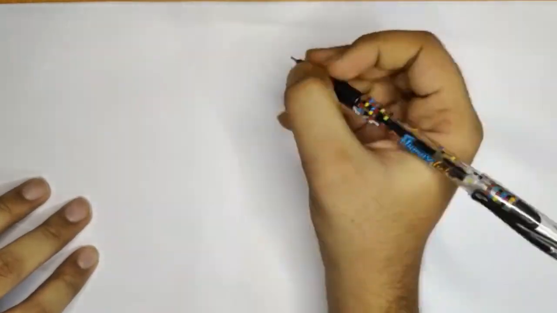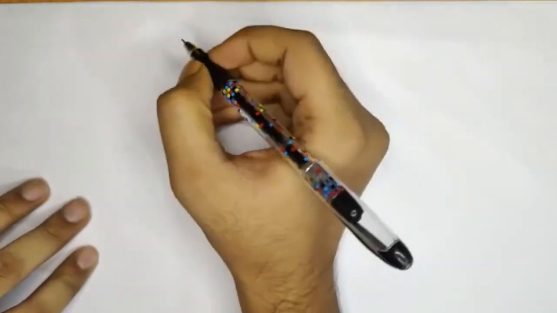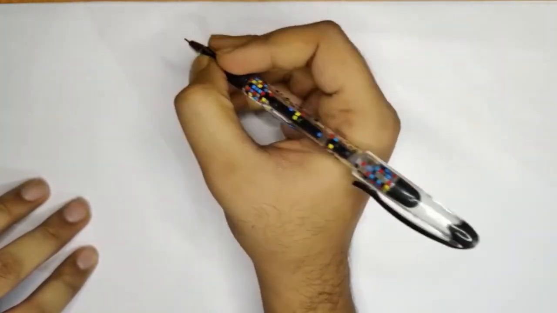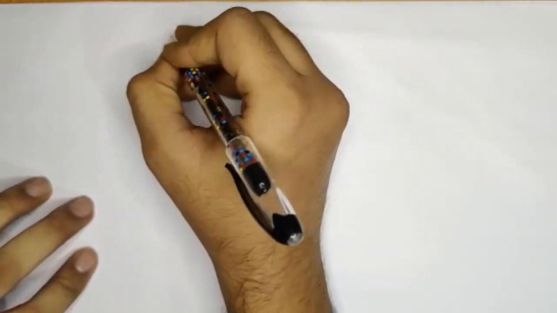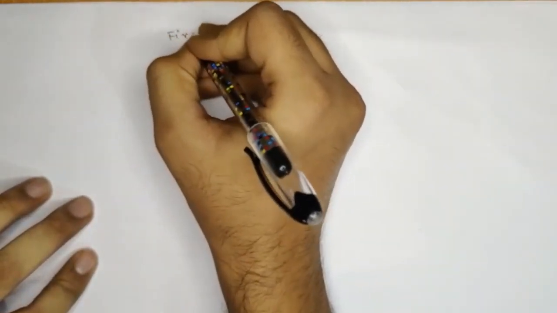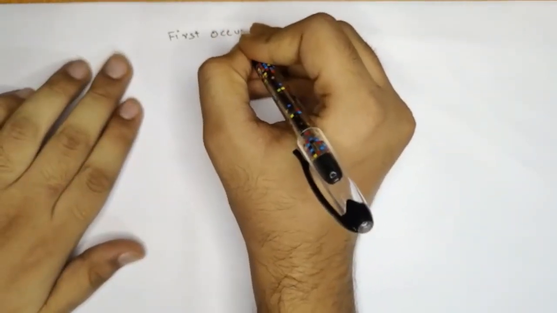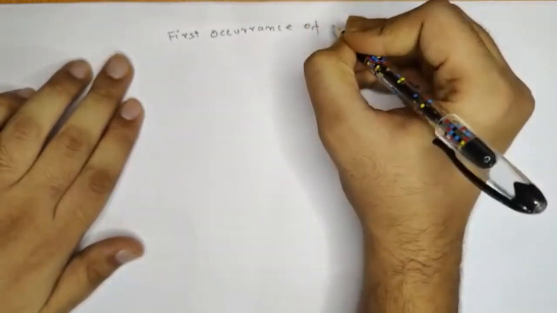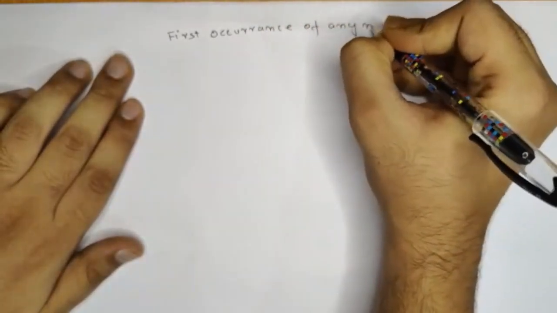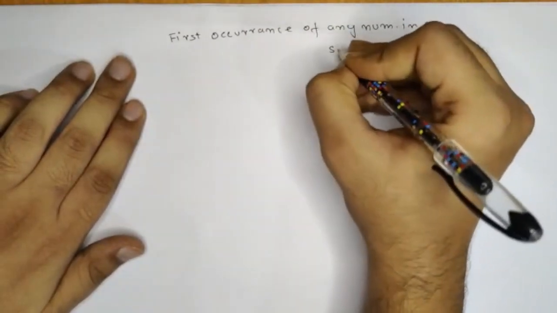Hello everyone. In this video we are going to discuss a very common problem related to binary search, and the problem's name is first occurrence of any number in a sorted array.